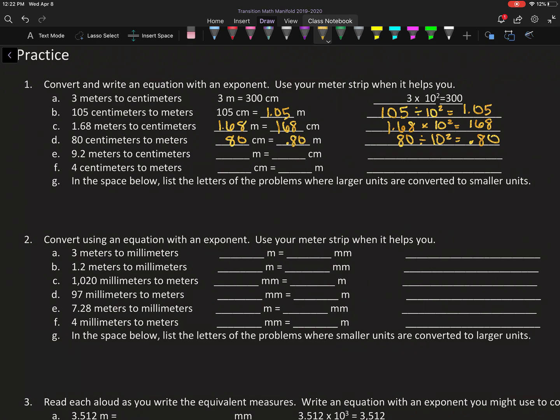So this is all about identifying that pattern of setting it up and going through these steps. Small to big, we're dividing. Big to small, we are multiplying.